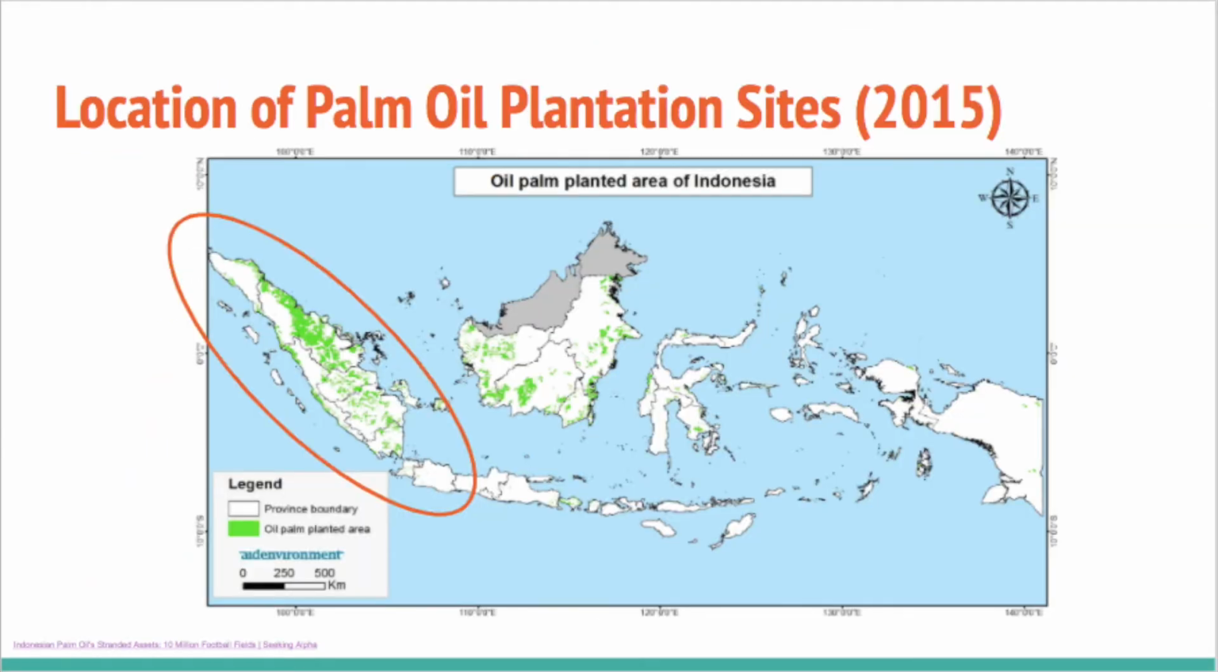And just for reference, here's a map of the location of palm oil plantation sites in 2015. As we can see within the oval in Sumatra and Indonesia, the palm oil plantation sites indicated in green are all throughout Sumatra. It is mostly along the coast up in the north, and also ranges down the central area of the land.